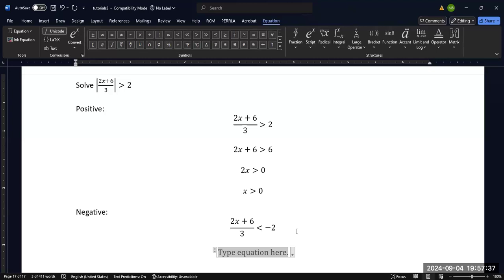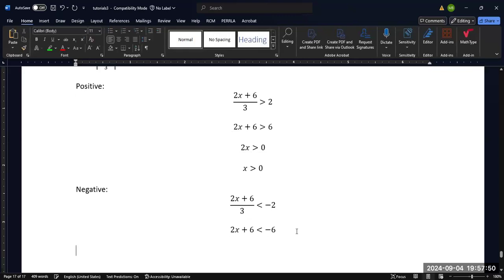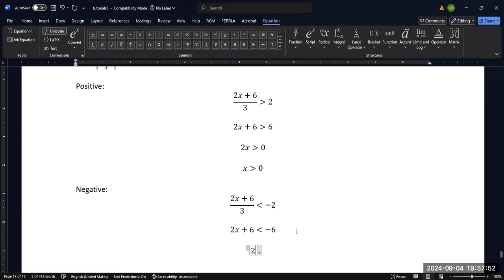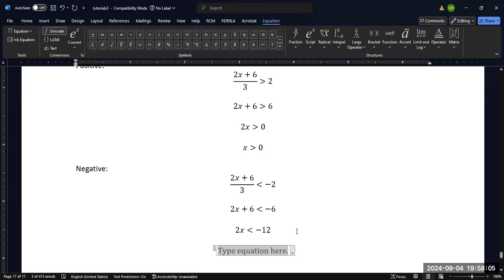If I do the other negative version, the process is basically the same. I'm just going to get a slightly different answer. I'm going to multiply both sides by 3. 2x plus 6 is going to be less than -6. Now I'm going to subtract 6 again, but I'm going to get 2x is less than -12 because -6 minus 6 is going to be -12. It's not canceling, like giving me 0. And then if I divide by 2, I'm dividing by a +2, so I don't have to change the sign again. -12 divided by 2 is -6.